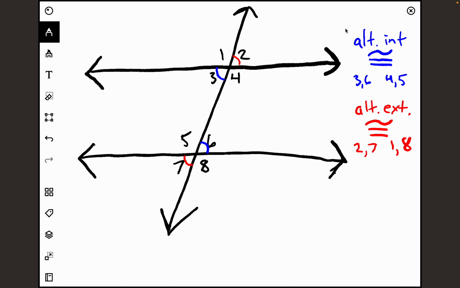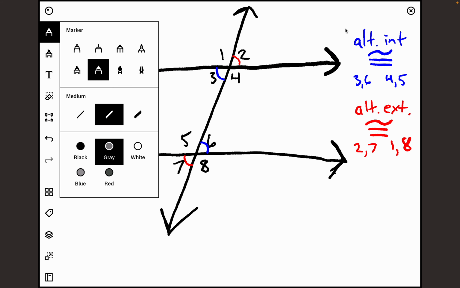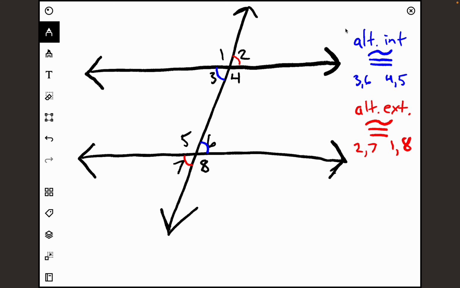All right. I'm running out of colors. I got to go to gray now. All right. Now we're going to talk about corresponding. I'm going to put it over here so I have more room. Okay. There's my abbreviation for corresponding. All right. There's going to be quite a few examples of corresponding.